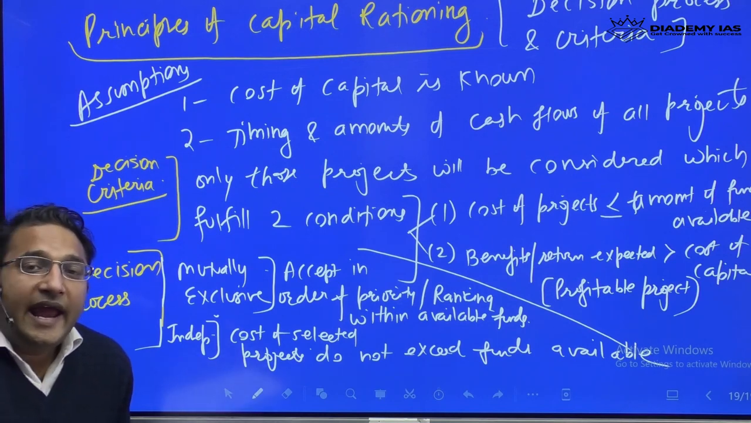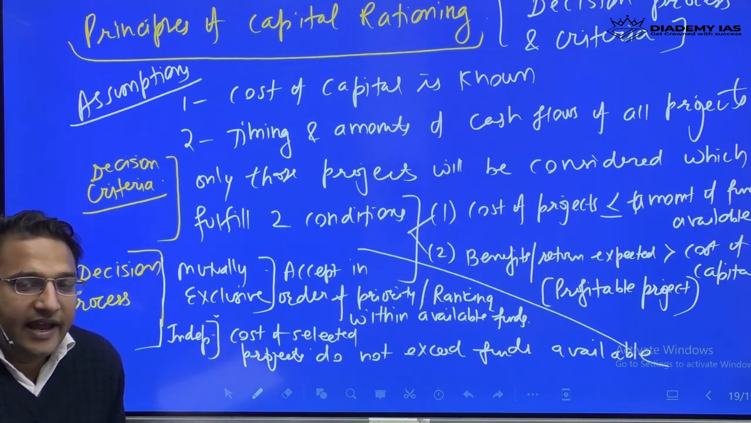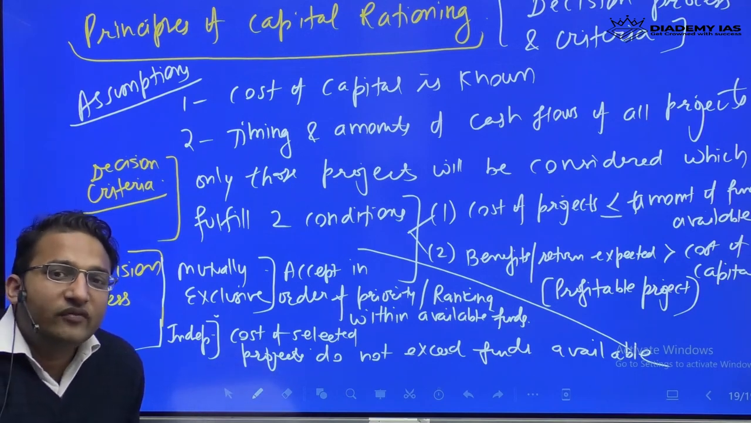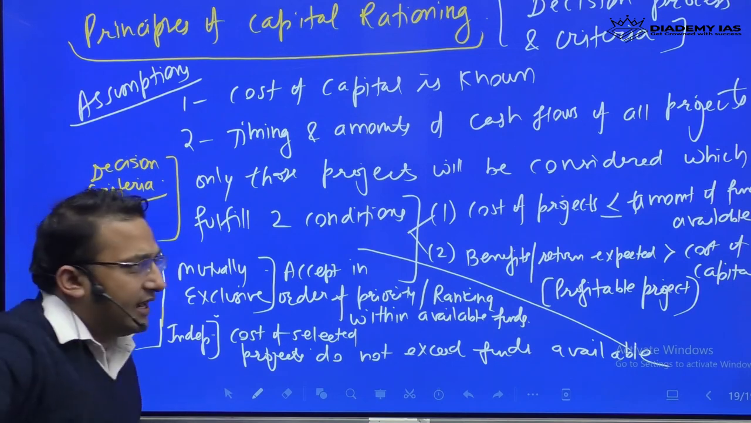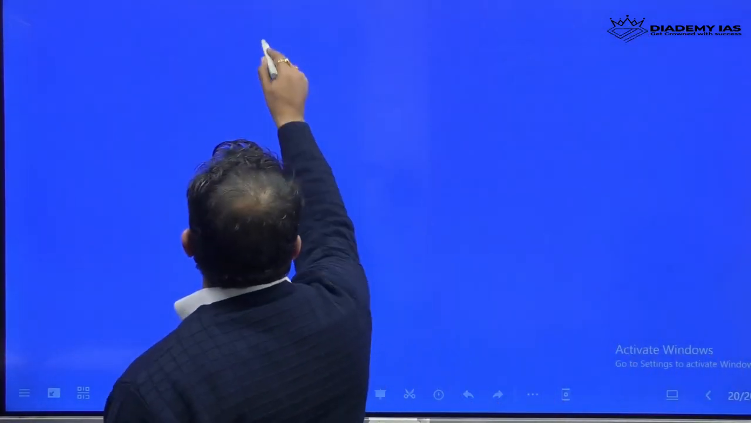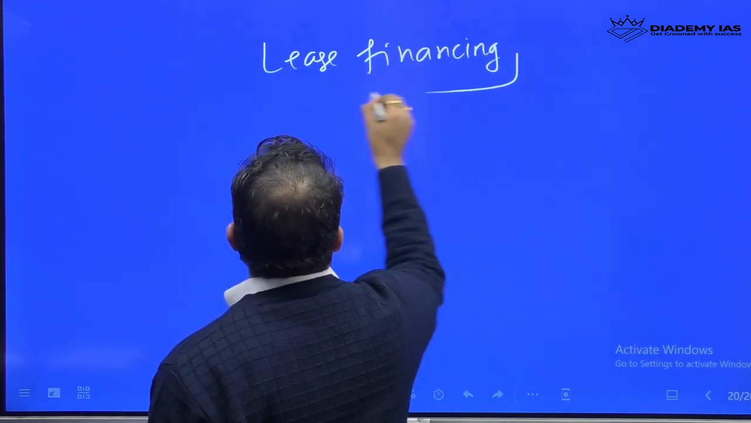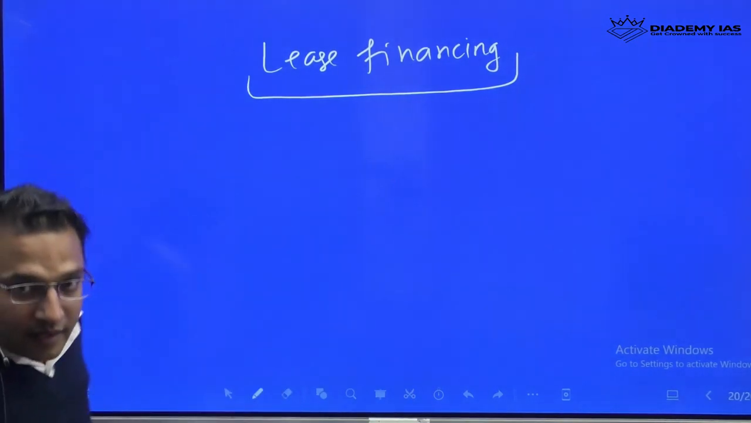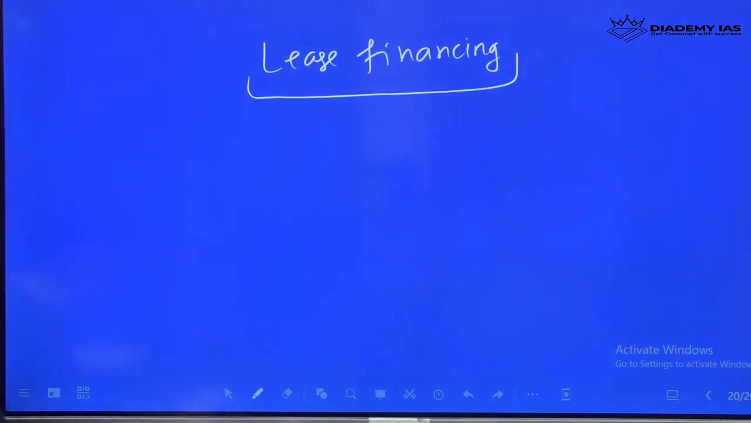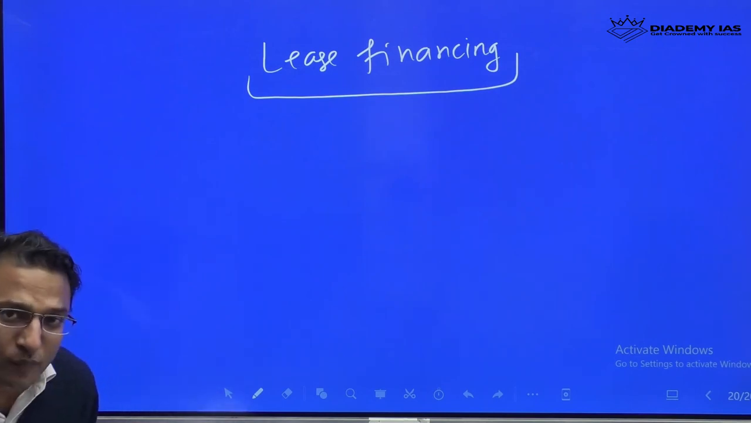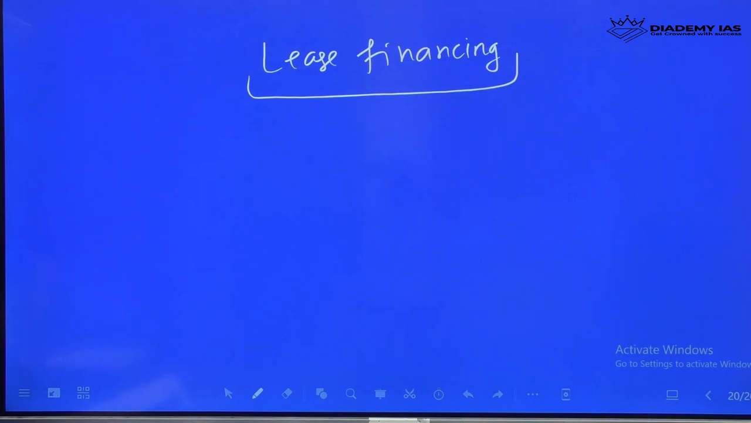Okay, please write one line here. At the end of the lease period, the ownership of the asset gets automatically transferred to the lessee.